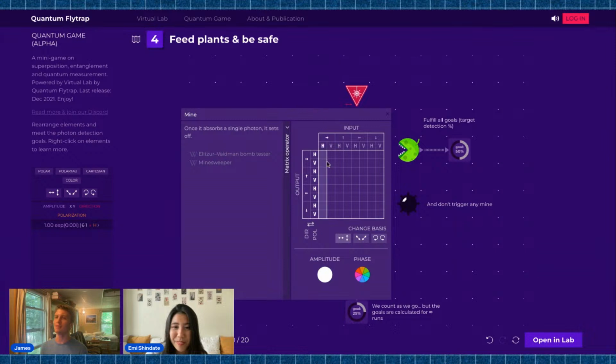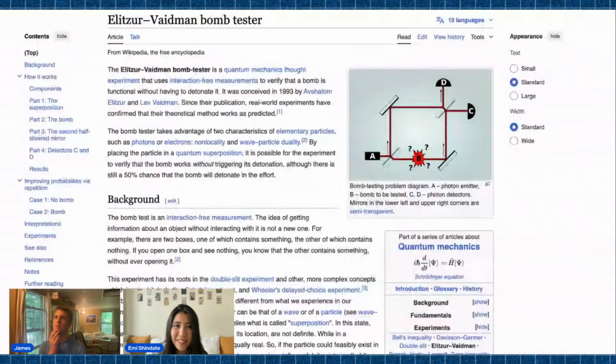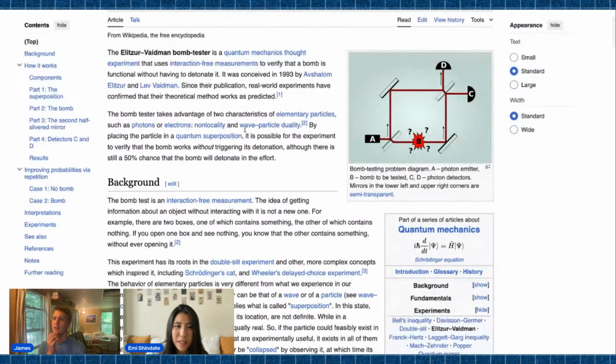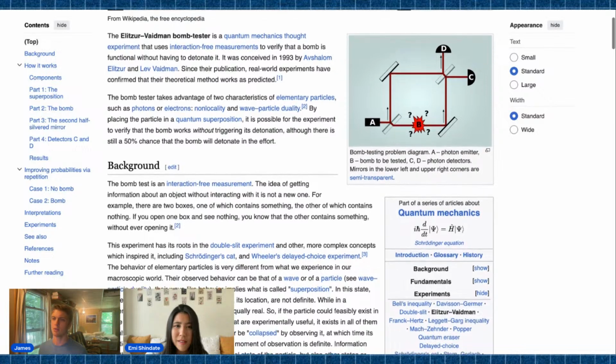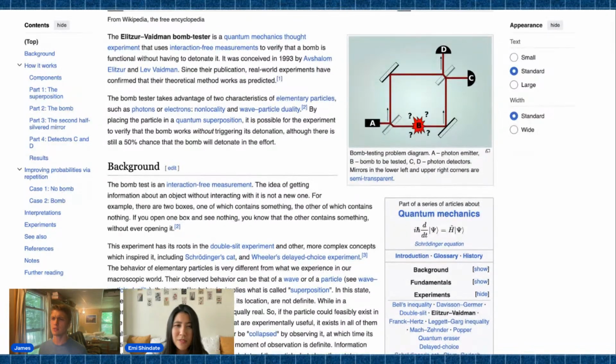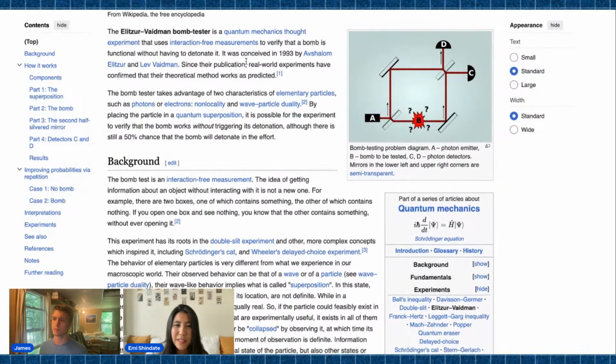So the idea behind the Elitzur-Vaidman bomb tester is an interaction-free measurement. You can get information about an object without interacting with it. Really? That's really weird. If you open one box and see nothing, the other contains something. Okay, so you just place it in between the two photon detecting places.